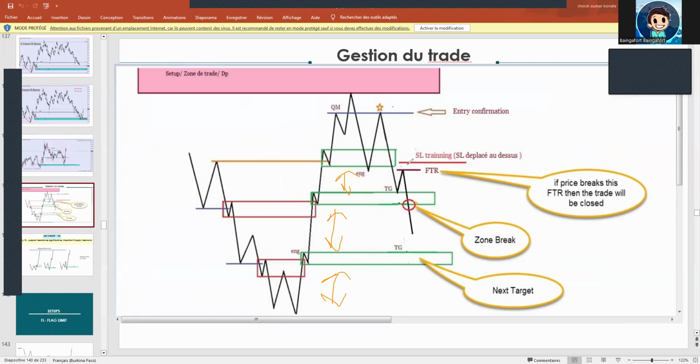your stop loss to this FTR here when the price breaks this one. Okay, when the price is in this location, you can move your stop loss from here to here. And first, maybe your stop loss will be here. You can move it to this one here when the price is going to break that one.